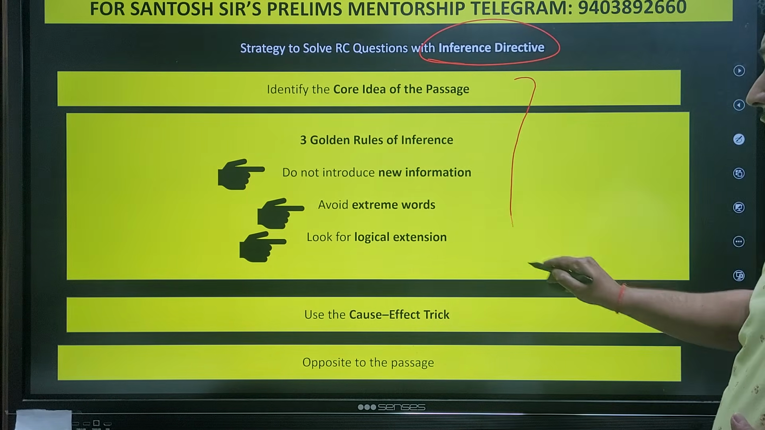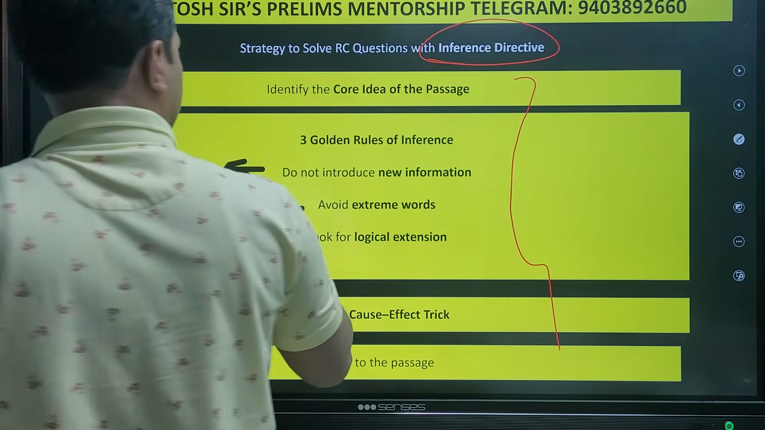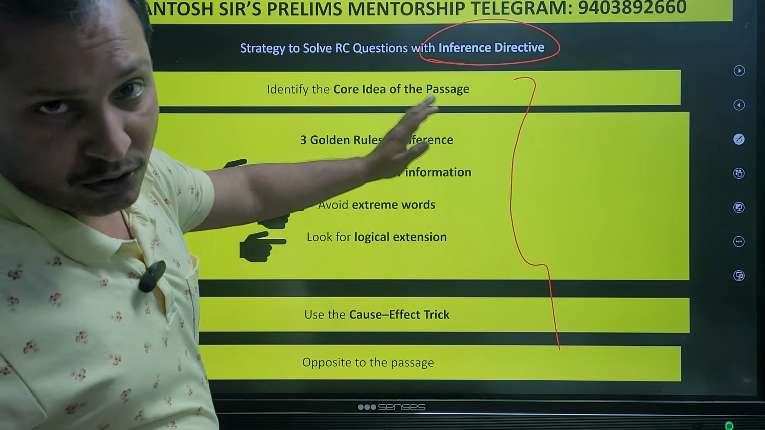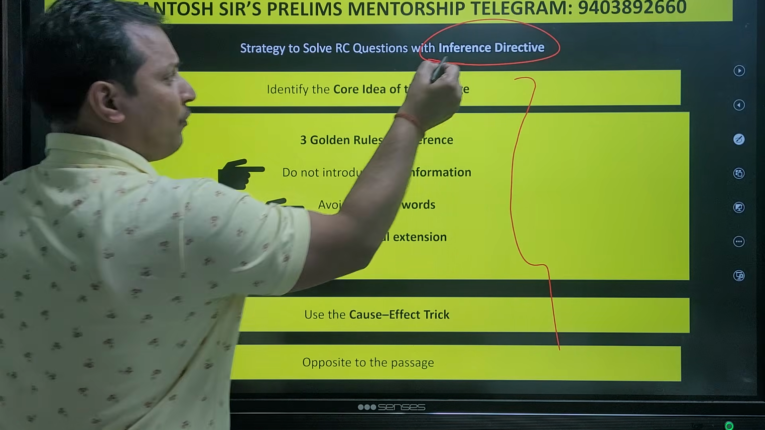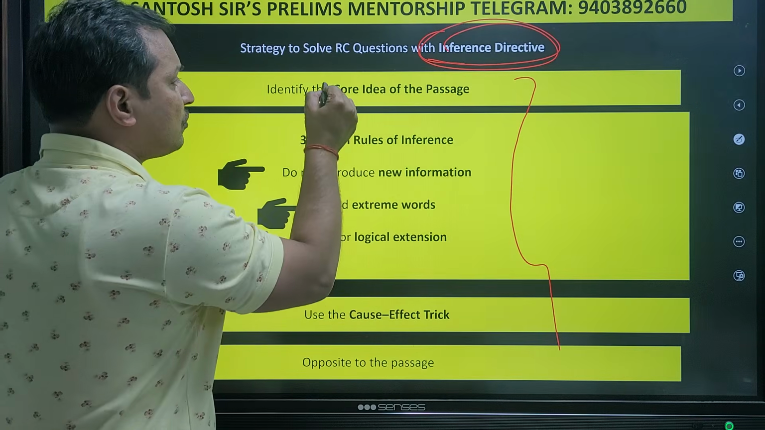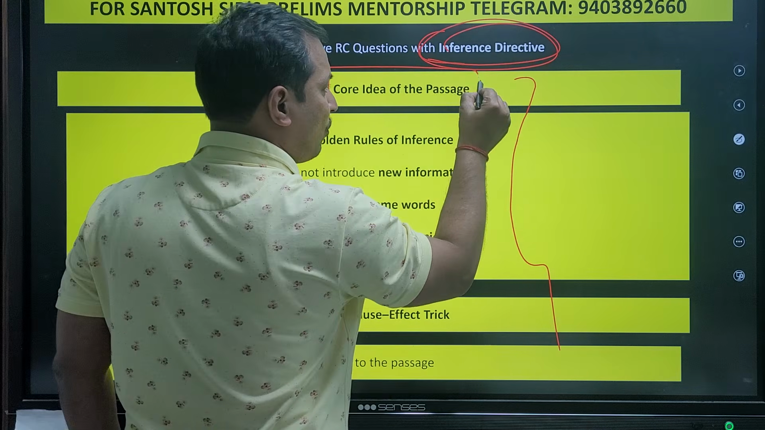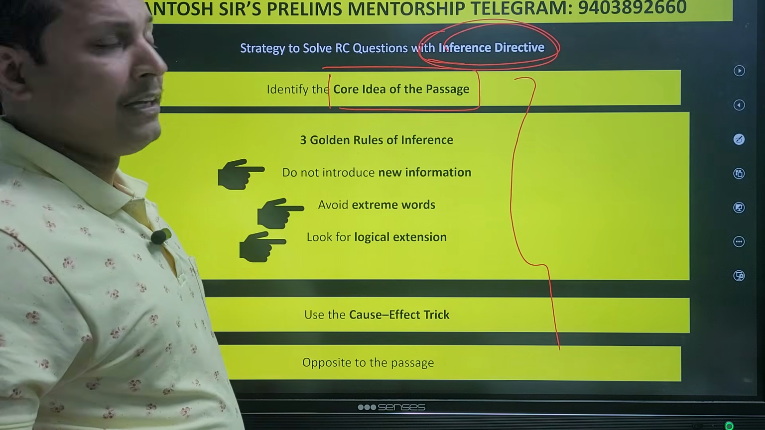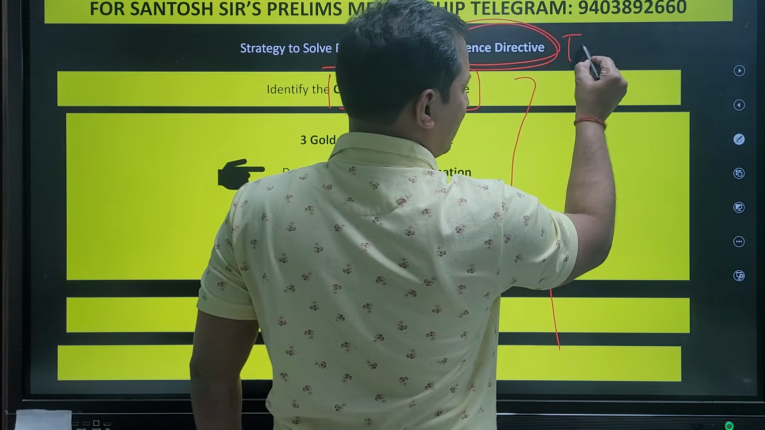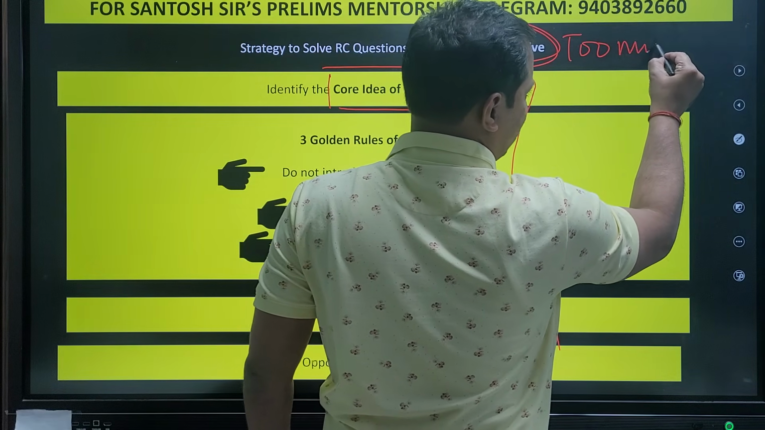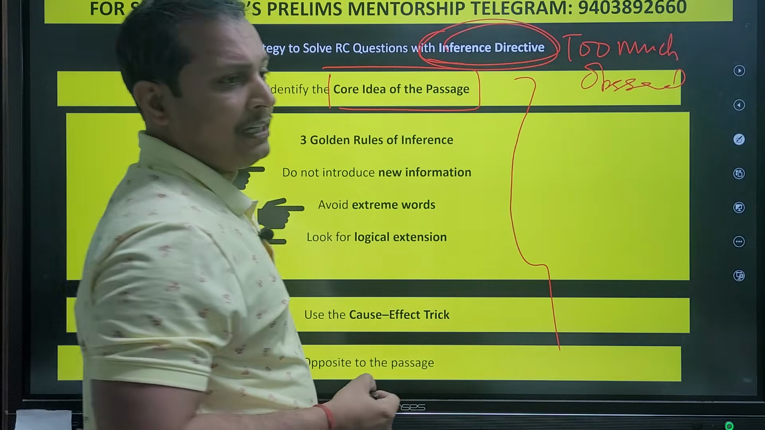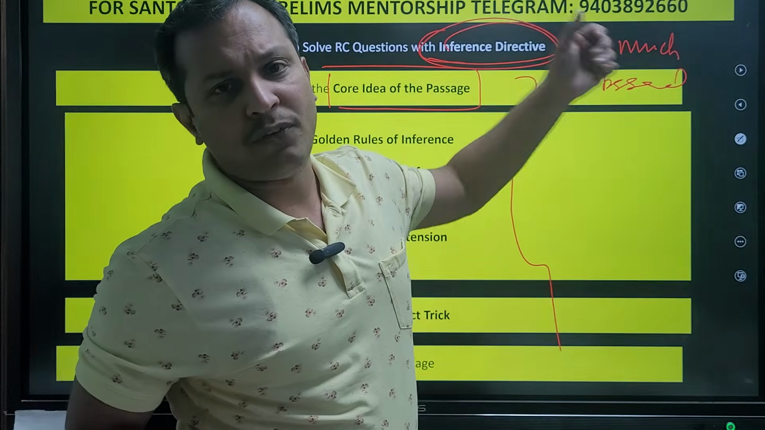So what is the rule? When you go through the passage and want to answer, whatever the directive is, you forget the directive. First, try to identify the core idea of the passage. Many aspirants make the mistake of being too obsessed by the directive. Whatever the directive is, you forget it.